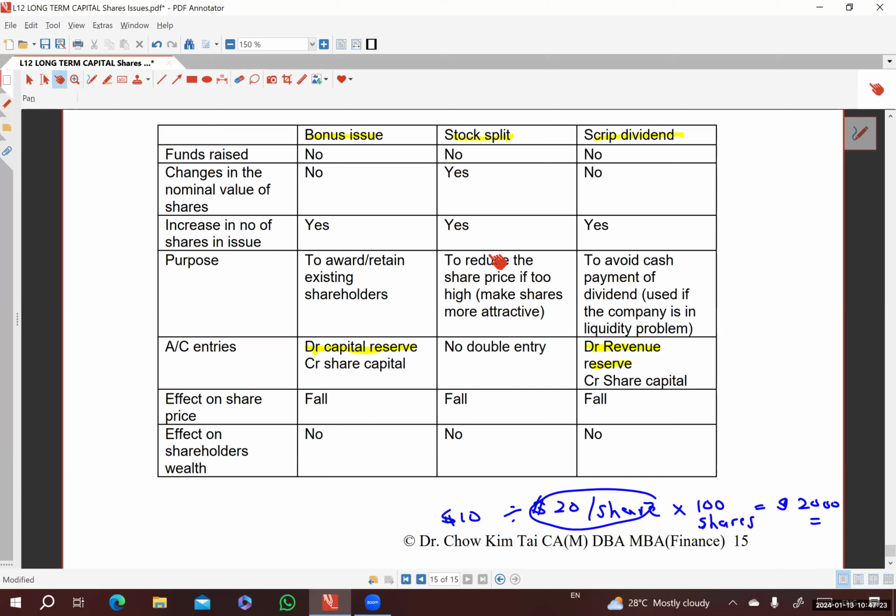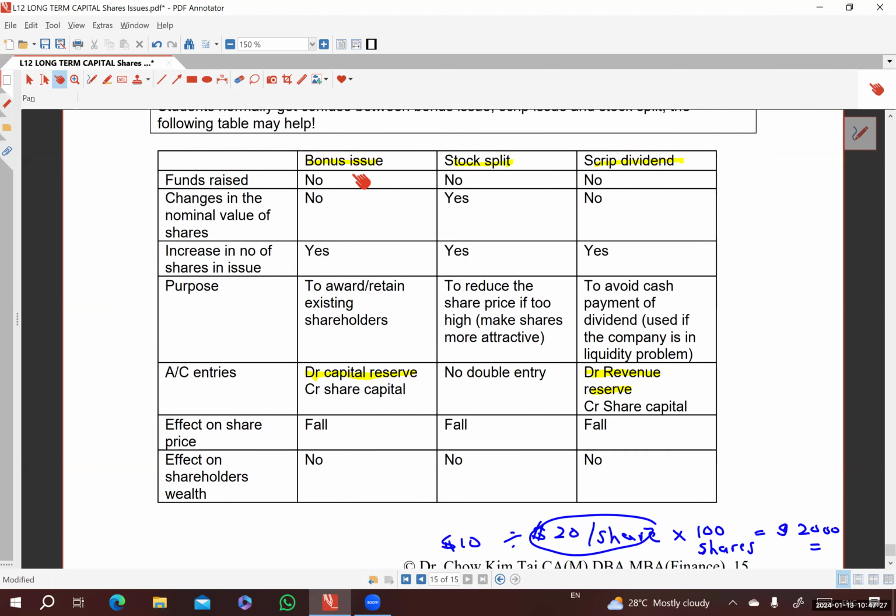Okay. So these three different issue methods do result in an increase in the number of shares, but there's no capital raised, no money raised. So we don't call them a source of finance. Okay, right. So we have finished all the methods of issuing shares with a focus on rights issue.